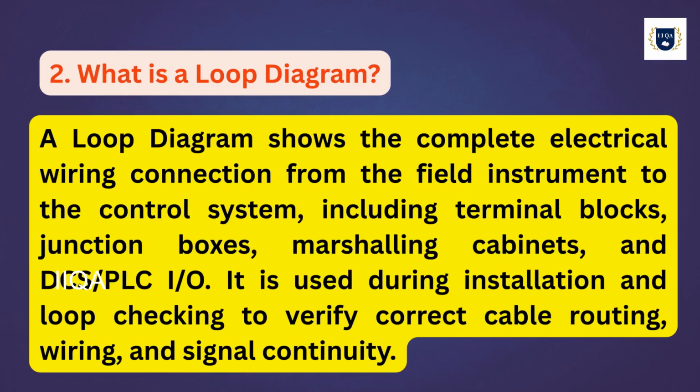What is a loop diagram? A loop diagram shows the complete electrical wiring connection from the field instrument to the control system, including terminal blocks, junction boxes, marshalling cabinets, and DCS (distributed control system) and PLC (programmable logic controller) input and output signals. It is used during installation and loop checking to verify correct cable routing, wiring, and signal continuity.